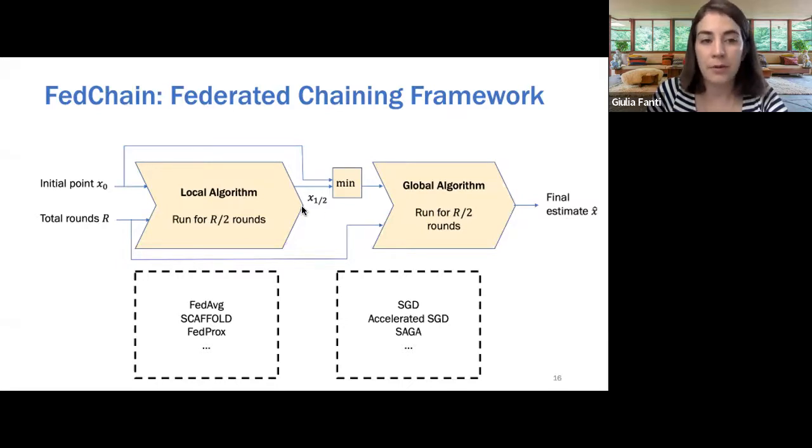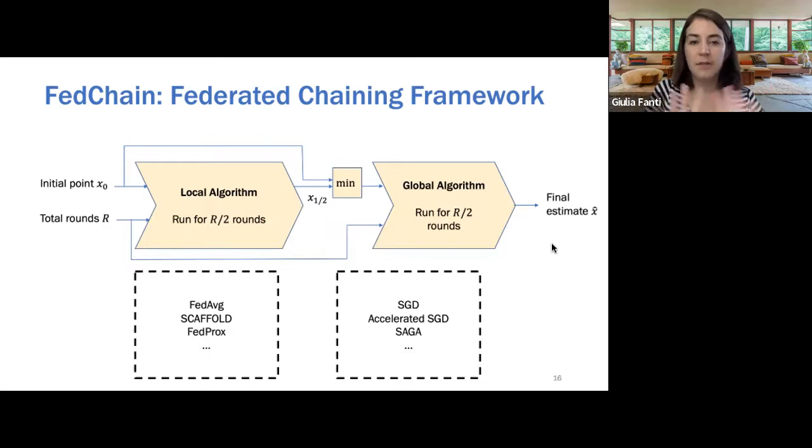going to take the output of the local algorithm, which I'm calling here x1/2, and we're going to take the better among x1/2 and our initial point x0. And the reason is that our local algorithm could, in theory, bring our iterates further away from the global optimum than the initial point. So here we estimate which is better among the output of the local algorithm and the initialization point. And we feed the better of the two as input to the global algorithm. Okay. And this gives us our final estimate x hat.